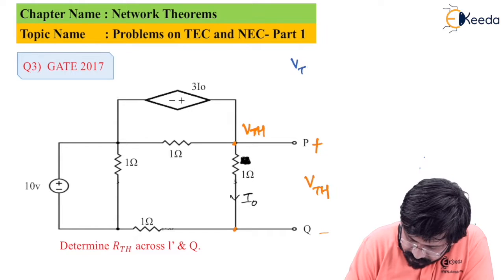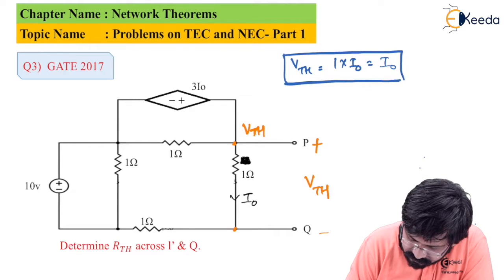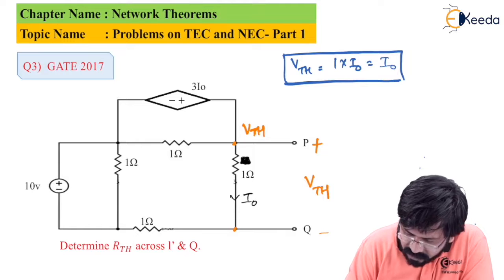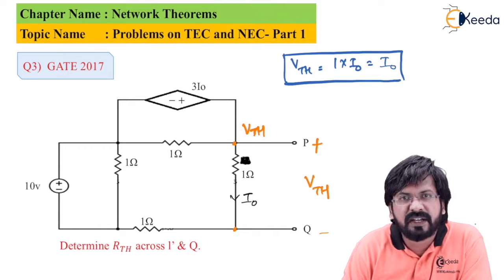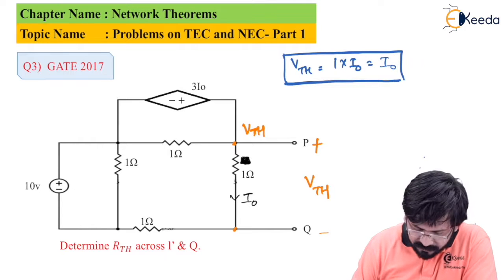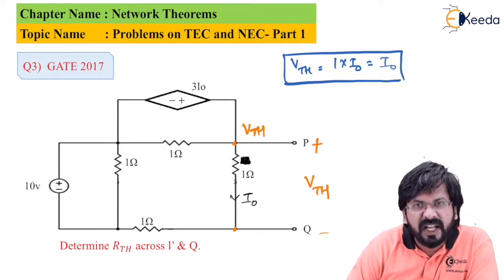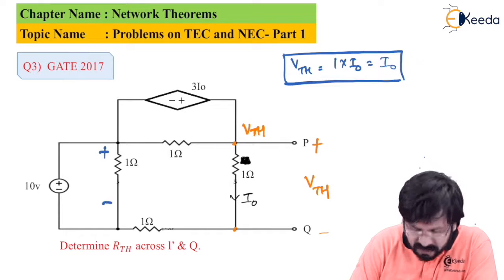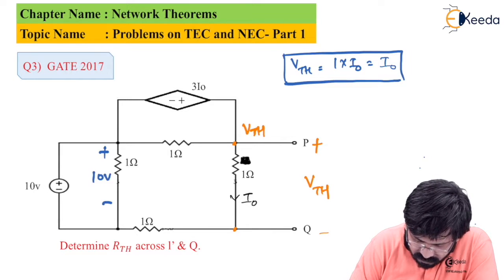So I can write VTH equal to 1 times I0, which is I0 itself. So if I get the value of I0, it is as good as getting VTH only. If you observe this carefully, because of the 10 volt, there is voltage across 1 ohm, which will be again 10 volt.